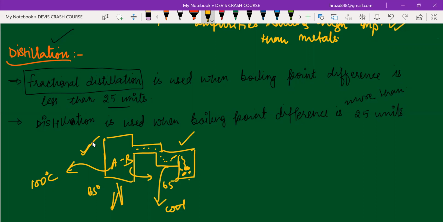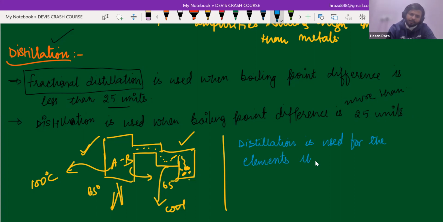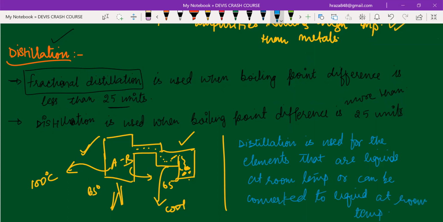Generally, distillation is used for the elements that are liquid at room temperature. This is also very important. So we can write: distillation is used for the elements that are liquids at room temperature, or can be converted to liquid at room temperature. It's very easy. Okay. So please write it. These 3 points are quite important.